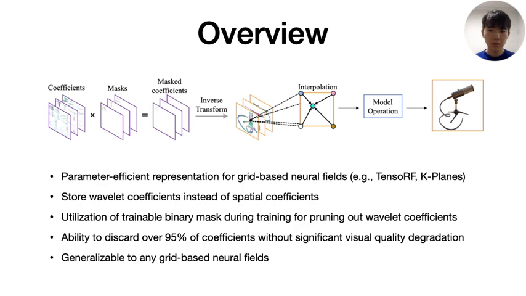To achieve this, we propose using wavelet coefficients for grid representation. Additionally, we utilize a trainable binary mask to prune out insignificant coefficients. By employing this method, we observed that more than 95% of the grid parameters can be discarded without significant visual degradation. Furthermore, our method can be applied to any grid-based neural fields that adopt grid structures other than MLP.